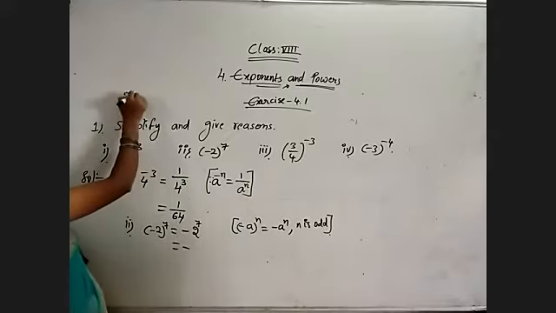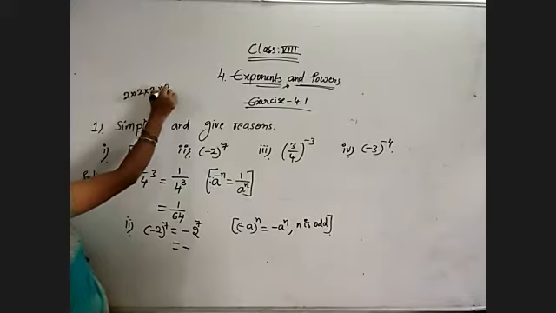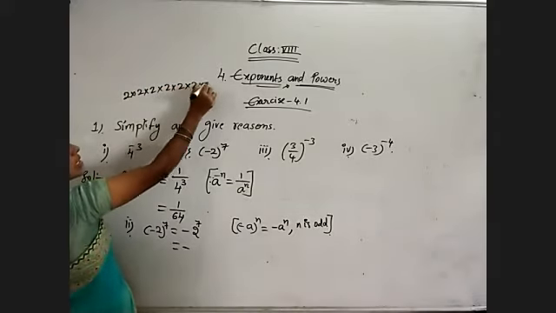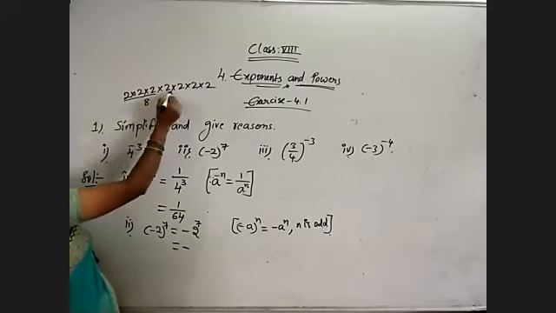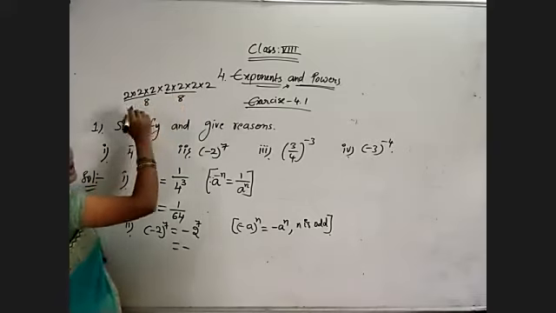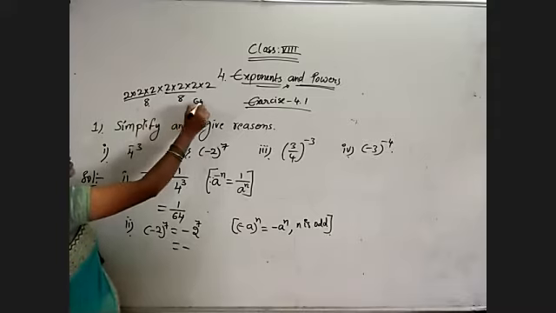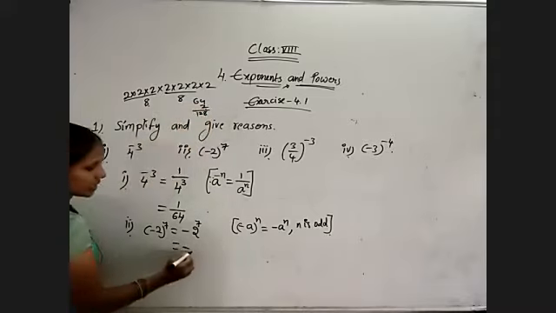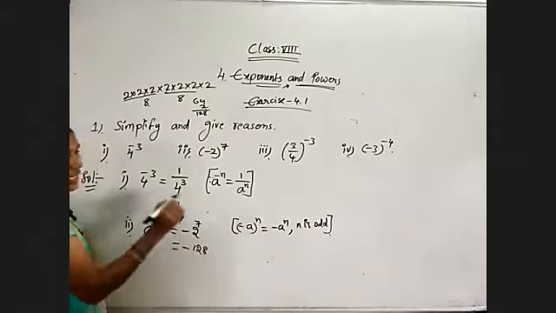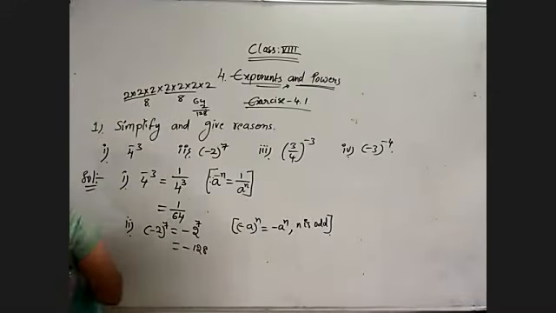So 2 is multiplied 7 times. 2 into 2 into 2 into 2 into 2 into 2 into 2, 7 times. 2 2s are 4, 4 2s are 8. 3 2s are 8, here also 8. And 1 2 is 8. 8 8s are 64. 64 2s are 128. That is minus 128 is the simplification.